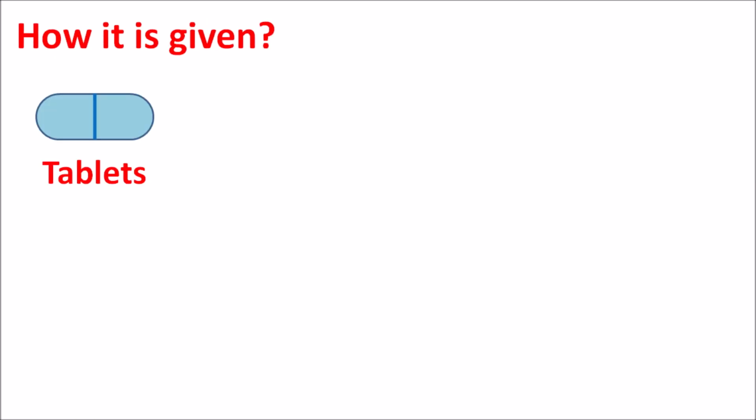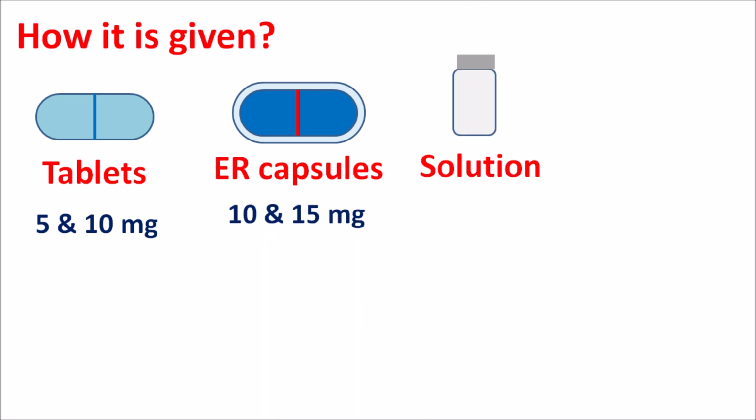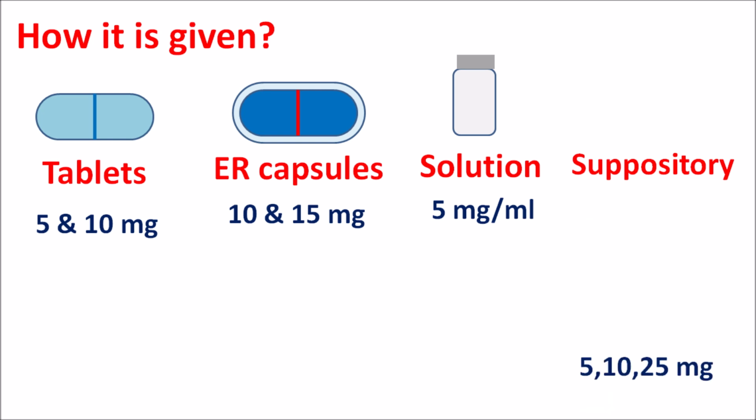This drug is available as tablets at strengths of 5 mg as well as 10 mg. It is also available as extended release capsules, which have a coat which releases the drug in an extended way, and these capsules are available at different strengths such as 10 mg and 15 mg. It is also available as a solution intended for IV or IM use at a strength of 5 mg per ml. It is also available as suppository, which is given by the rectal route at doses of 5, 10 and 25 mg. The dose of the drug depends on the type of dosage form.